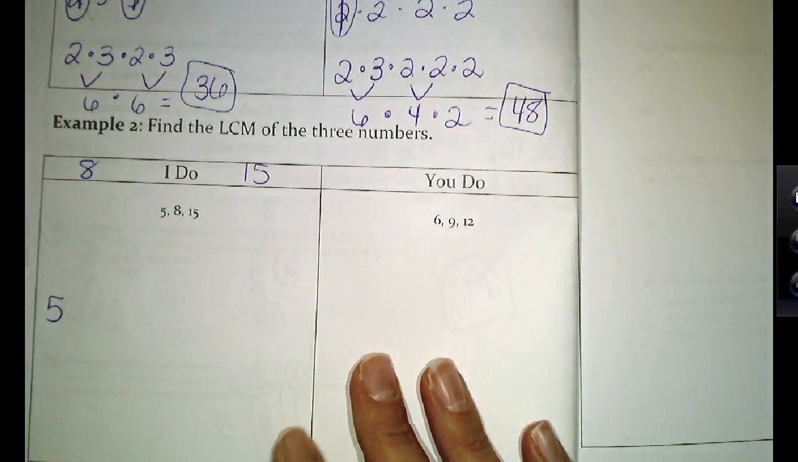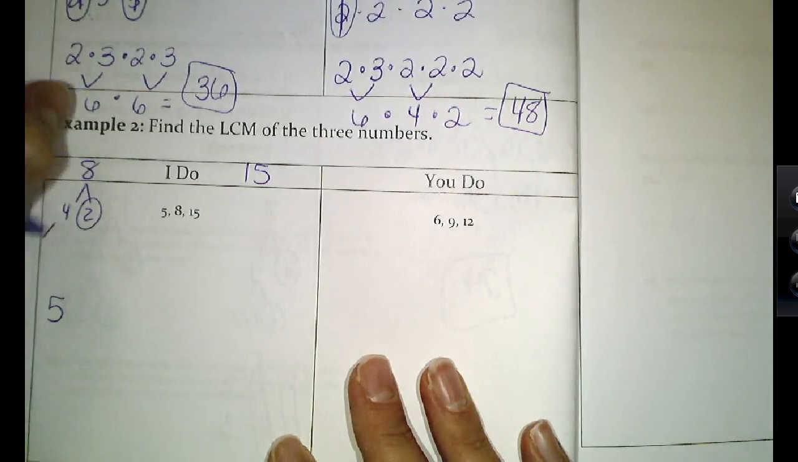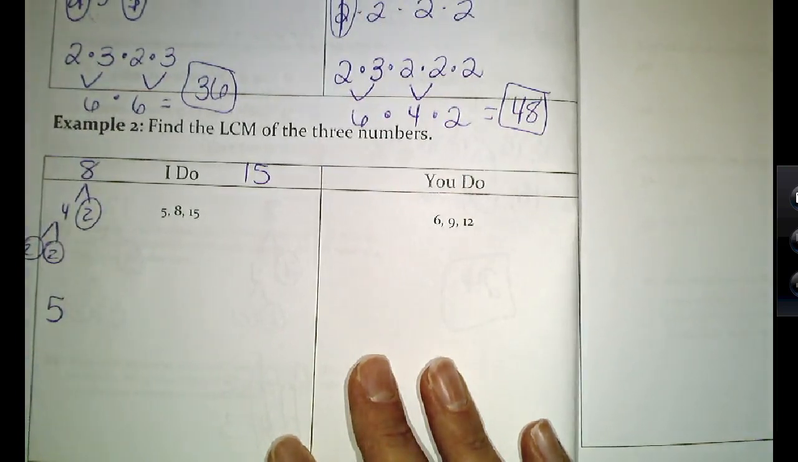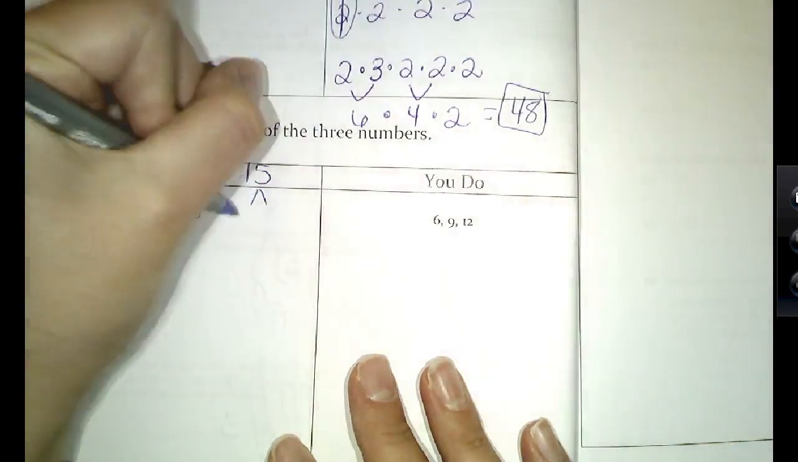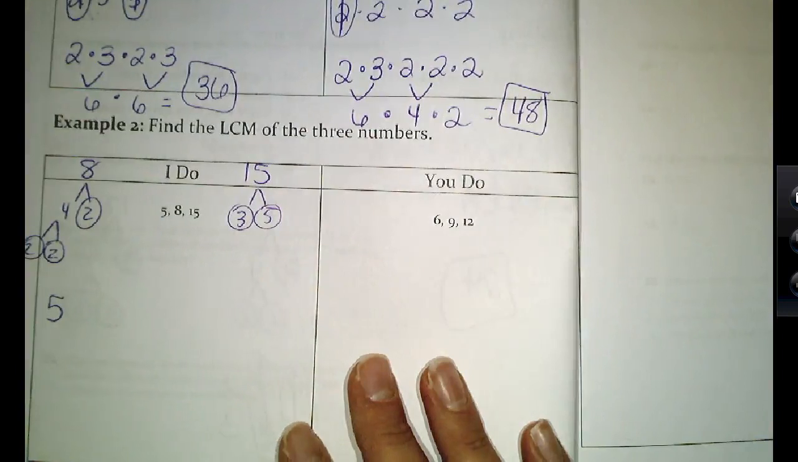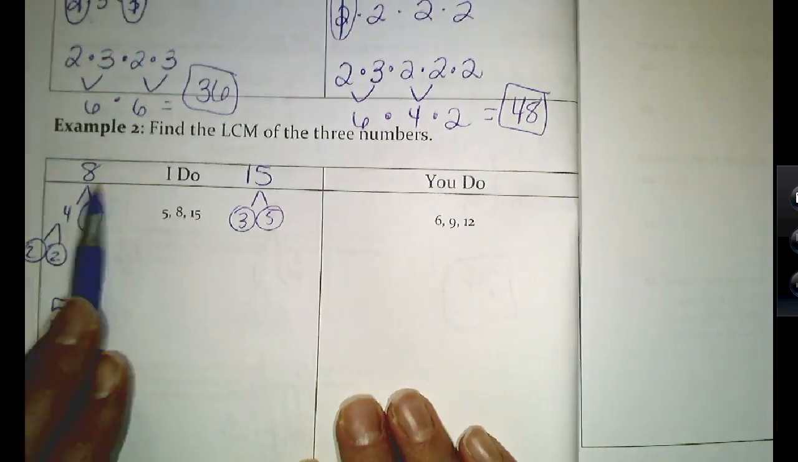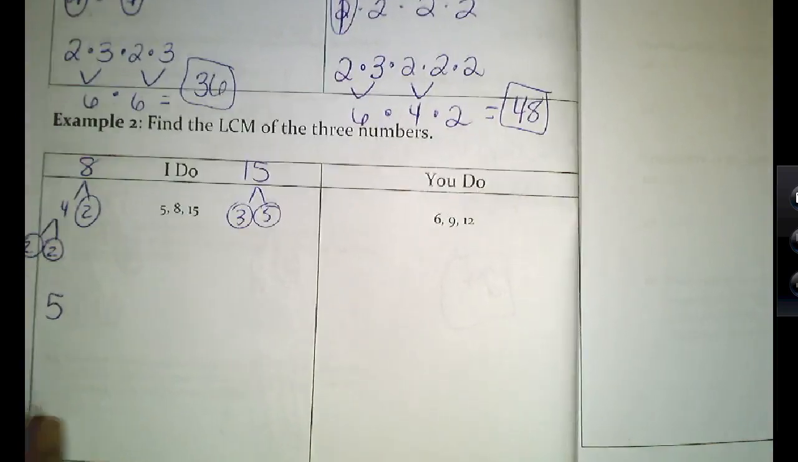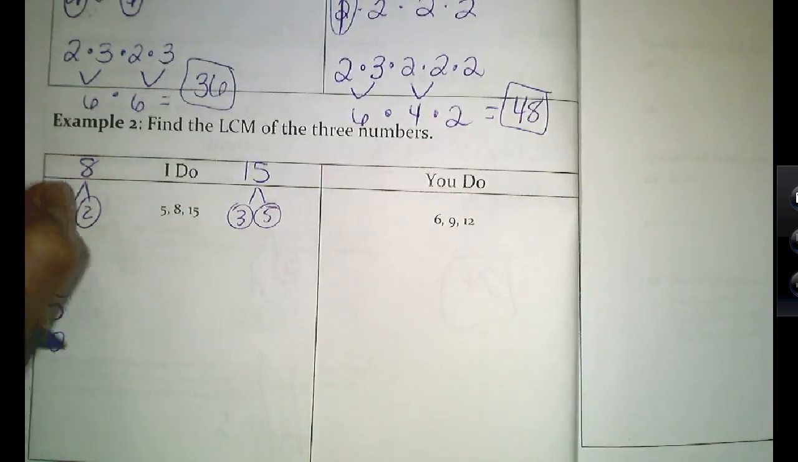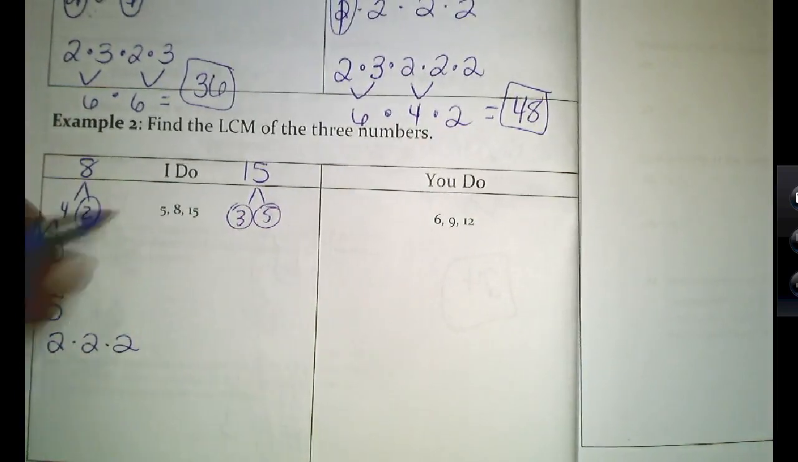What does the 8 break into? Yep, 4 and 2. And then the 4 will break into 2 and 2. What's the 15 break into? 3 and 5. Now what should we do? Stack them. Yep, I've already got that 5 there. Now I'm going to stack 2 times 2 times 2. And I'm going to stack 3 times 5.